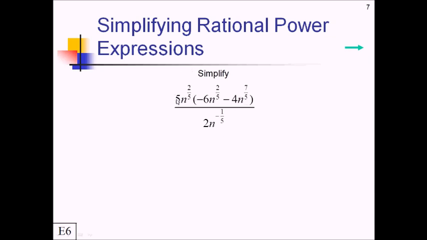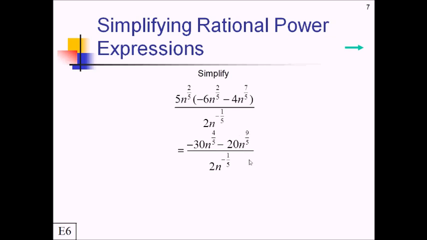So we've got 5 times negative 6 is negative 30, and we've got n to the 2/5 times n to the 2/5. Now, again, you're adding the exponents, and we need a common denominator since those are fractions. Fortunately, these all have a denominator of 5. So this is just going to be 4/5 for the power up there. And then we've got 5n to the 2/5 times negative 4n to the 7/5. So that's going to be negative 20 n to the, let's see, 2 plus 7, that's going to be 9/5.